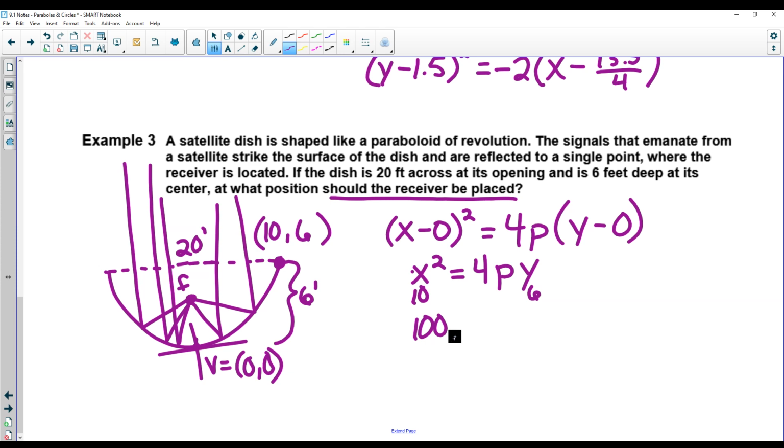So I have 100 equals 24p. I just went ahead and multiplied the 4 and 6 together and got 24. So my answer for p is whatever 100 divided by 24 is. Just a little bit above 4-ish. Okay, so that would be my answer for p. 4 point whatever that comes out to. All right, so there you go. Enjoy.